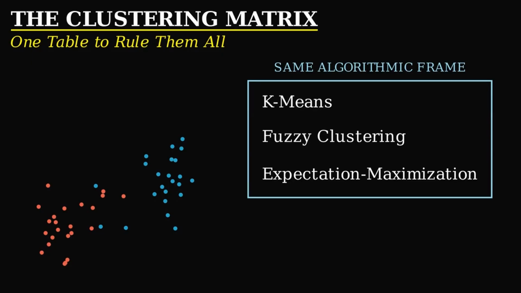We will compare three approaches: K-means, fuzzy clustering, and expectation-maximization, and we'll show they are made using the same algorithmic frame. As an extra, we'll show how robustification can be inscribed in this same framework, and why EM is not necessarily made for Gaussian distributions.